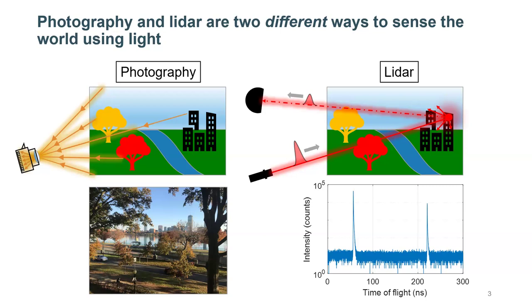One disadvantage of LIDAR systems, at least historically, is that they typically only point in a single direction at a time. So if you want to acquire an image of the entire scene, you typically have to scan the field of view of your LIDAR system across it. This is in contrast to a regular camera that can typically acquire an image of the entire scene in a single shot.